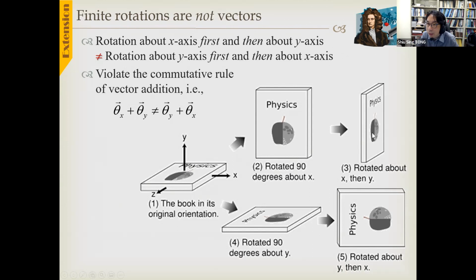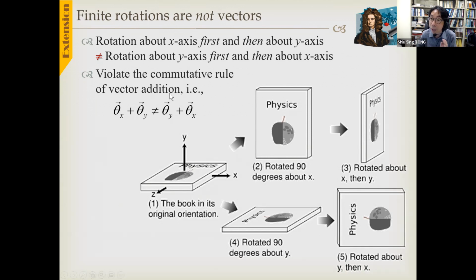Now, obviously, you can see, comparing these two configurations, they are not the same. So finite rotation is not commutative, which means that if you rotate about the x-axis first and then about the y-axis, the result is not the same as rotating about the y-axis first and then about the x-axis. The two operations simply do not commute. They do not produce the same result.